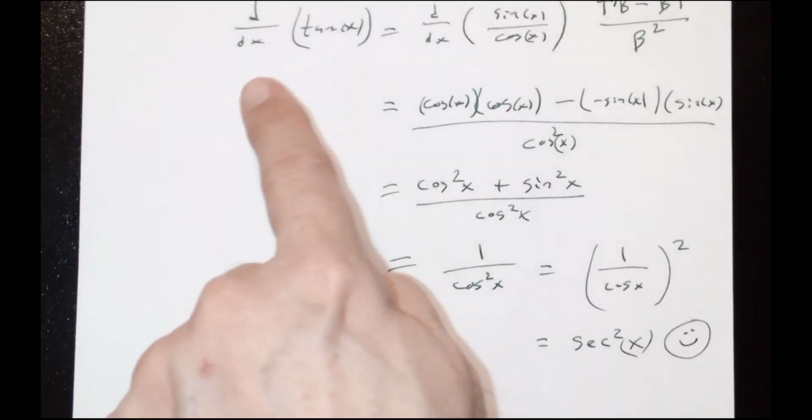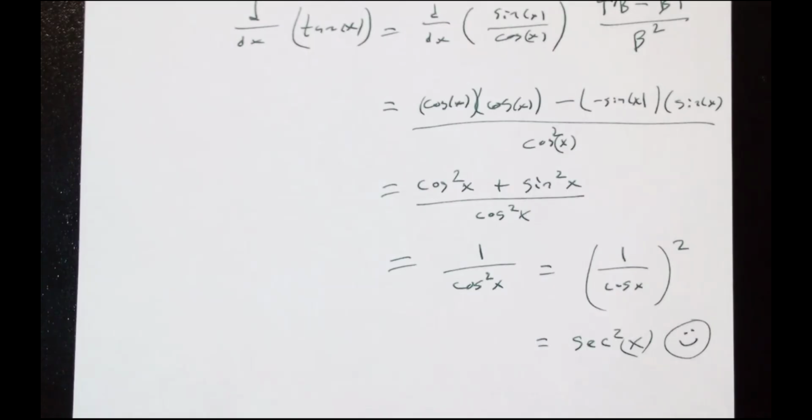The derivative of a tangent is secant squared. I would like you to do cotangent for me. Cotangent is cosine over sine.